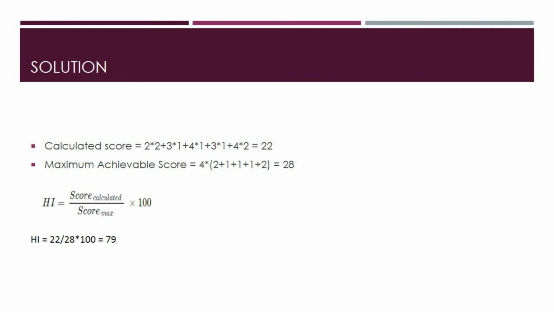So the health index is 22 divided by 28 times 100, which is equal to 79. And as mentioned in the fundamentals section, a value between 70 to 85 is considered good. And as such, there might be deterioration of some components, but only normal maintenance is needed.